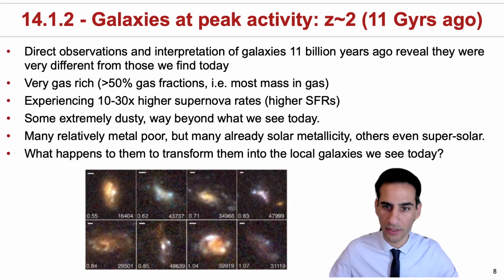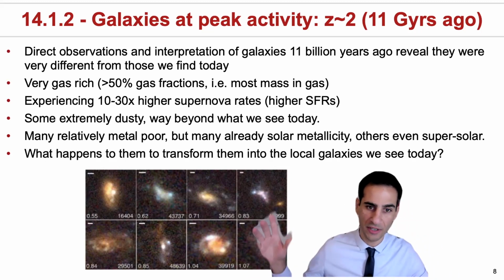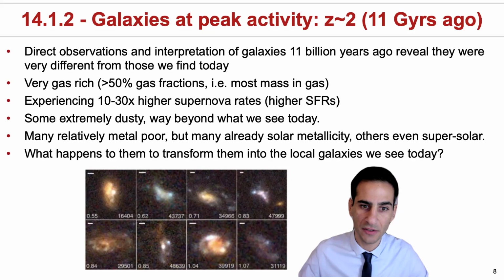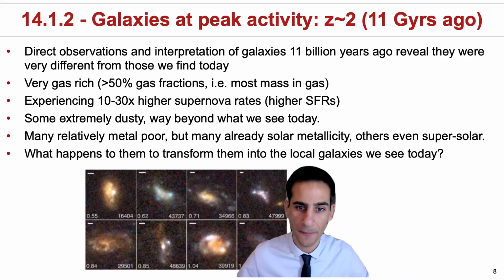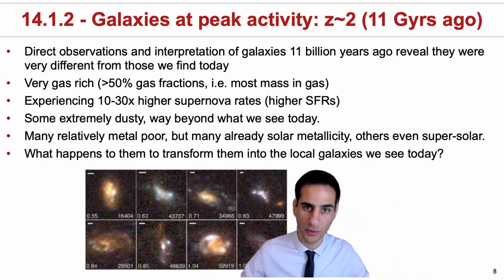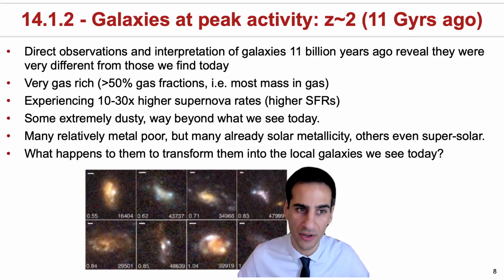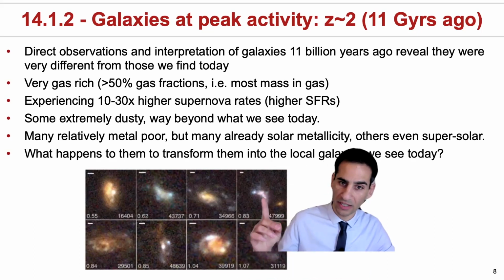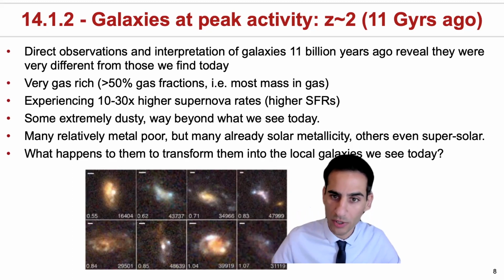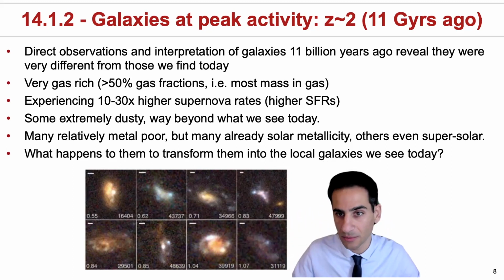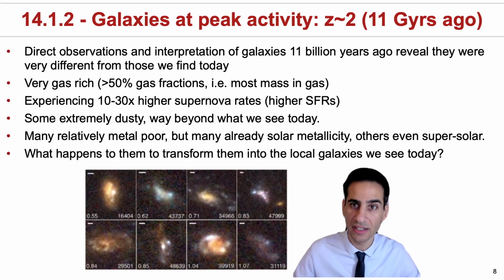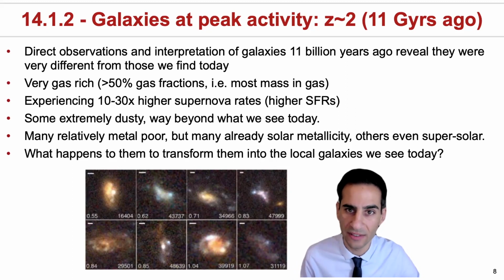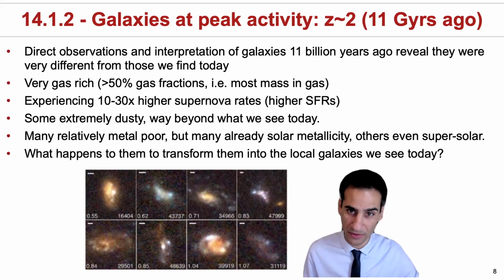We also know by looking at some of these galaxies, and you have examples here taken with the Hubble Space Telescope, that a lot of them were very dusty. And a lot of these red colors have to do with dust and not the presence of very old stars. We also know that many of these galaxies, like this one, were quite poor in terms of metals or heavy elements, but many other galaxies, even 11 billion years ago, already contain as many heavy elements as our sun, for example. And some galaxies were even supersolar. They had even more heavy elements than we can find on the sun and on Earth.